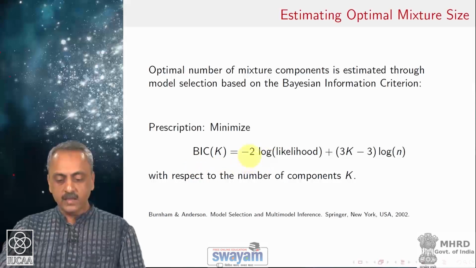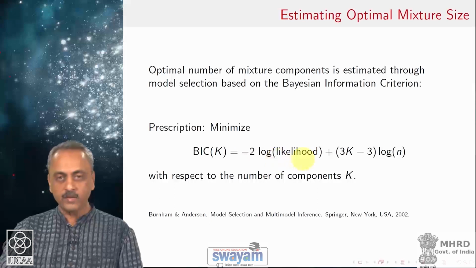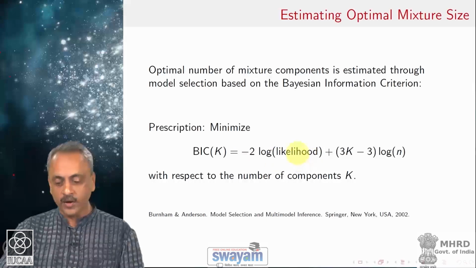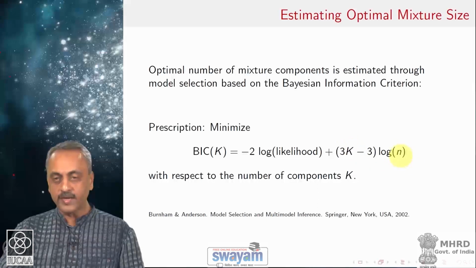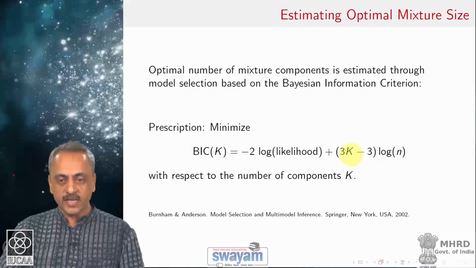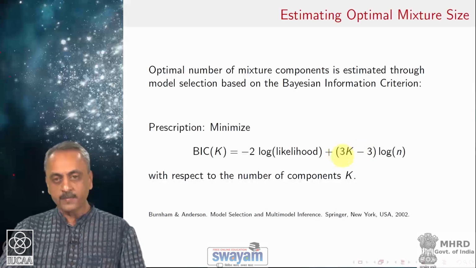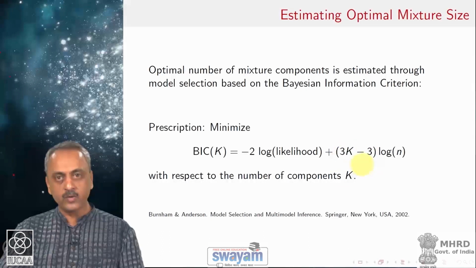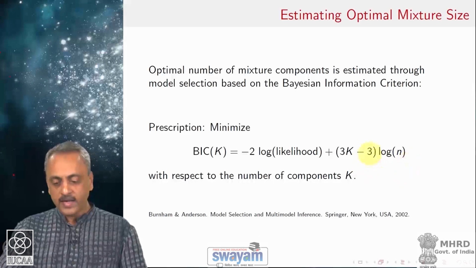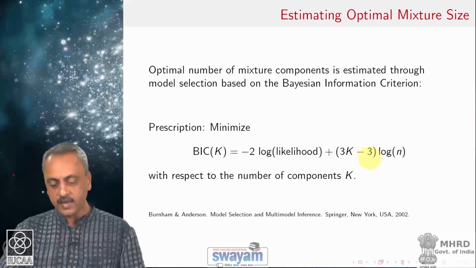This is twice minus 2 times the log of the likelihood function at the maximum likelihood point, plus something that depends on the number of parameters and also the data size. So, the number of independent parameters in the Gaussian mixture are 3k minus 3, because for each model size k there are 3 parameters, 2 parameters from the Gaussian density and 1 is the weight, and because one of the weight components is not independent, it has to be 3 times k minus 1 rather than minus 3 in this case.